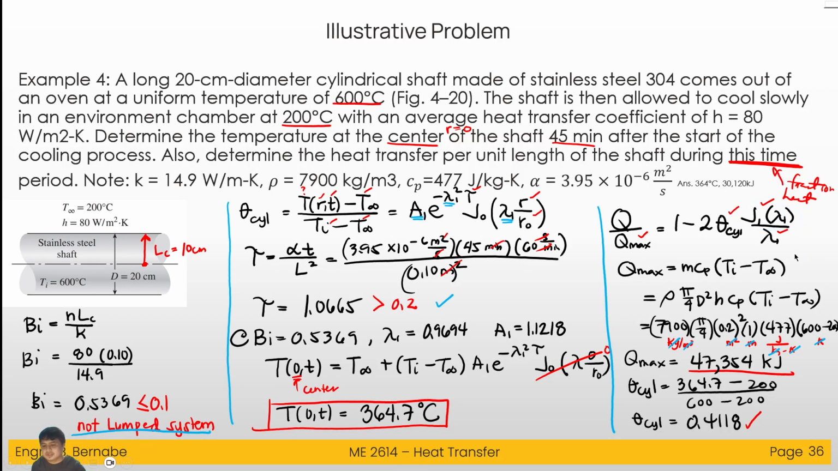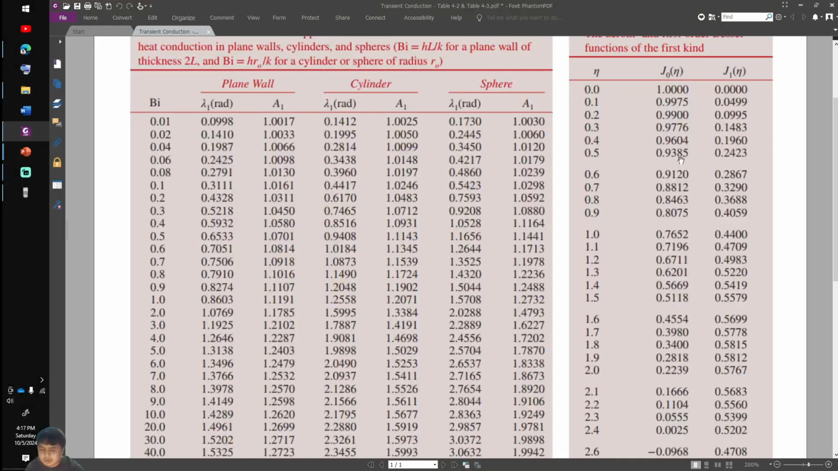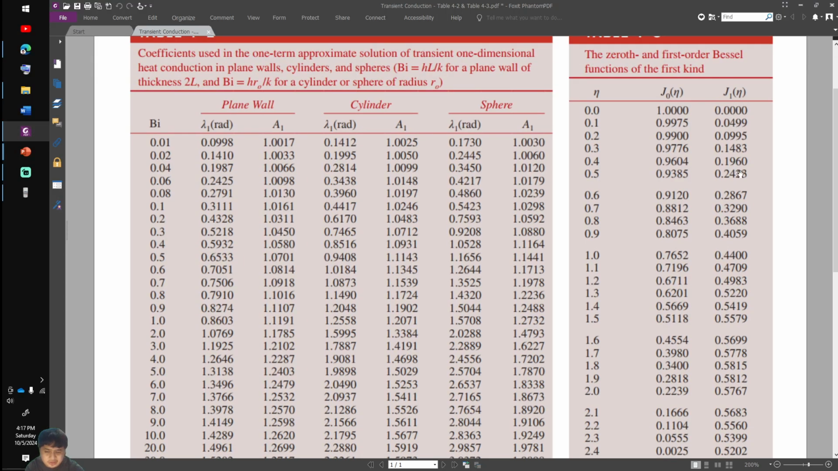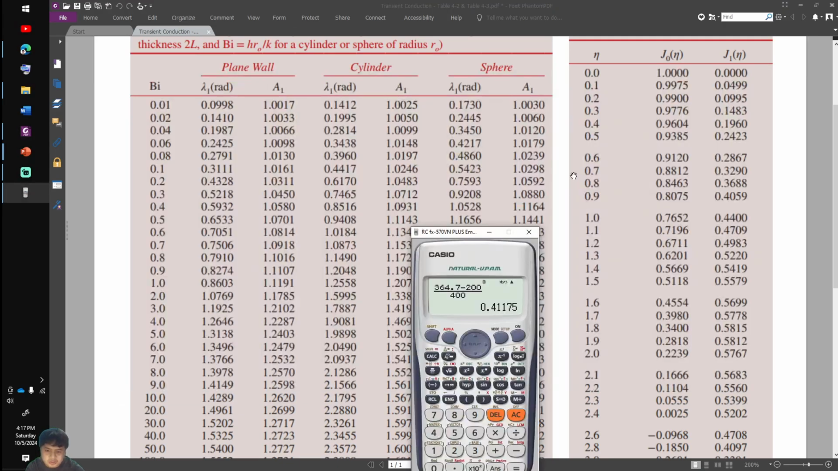And then lastly, we have the Bessel function. For the Bessel function, we have to look at the lookup table. So we need to evaluate the Bessel function of the first order for lambda, 0.9694. So using the table, you have J1 here, and then you have 0.9694. So we are in between 0.9 and 1, so the answer should be in between these two. So you just use linear interpolation.